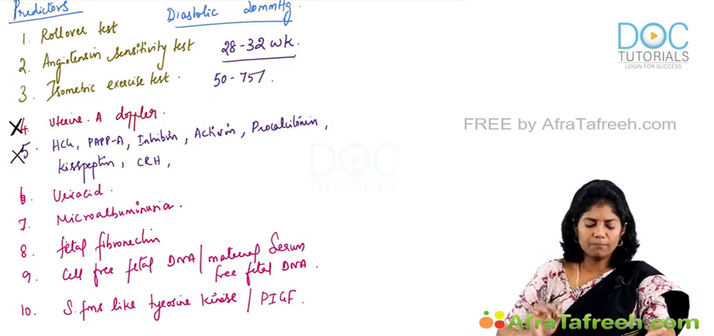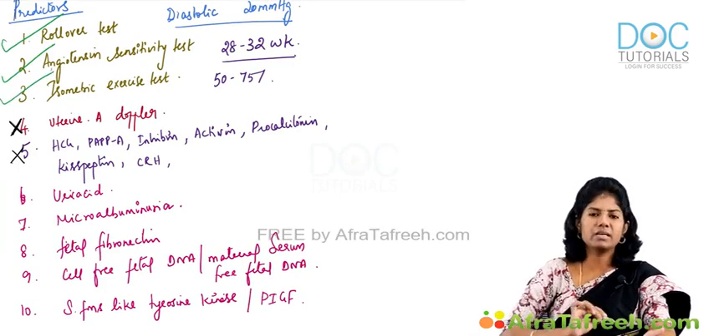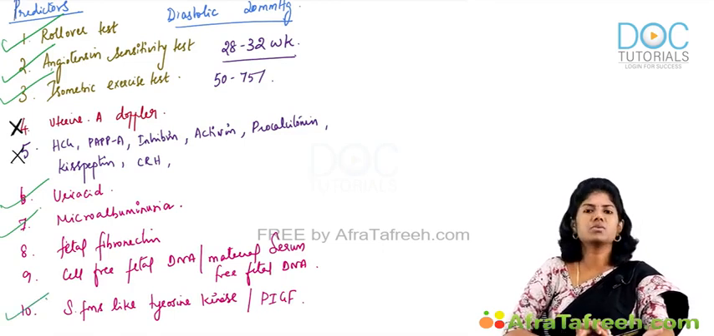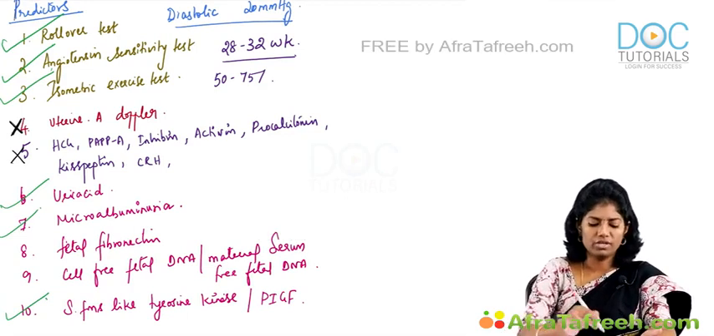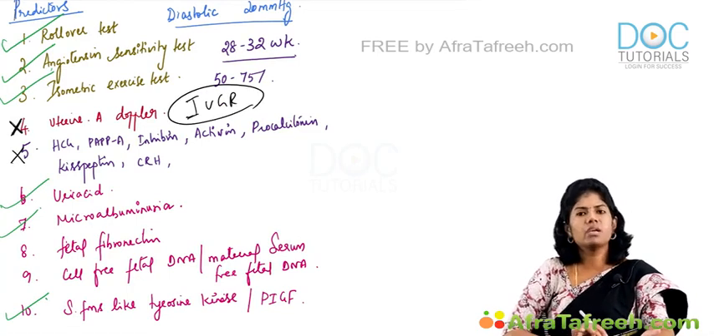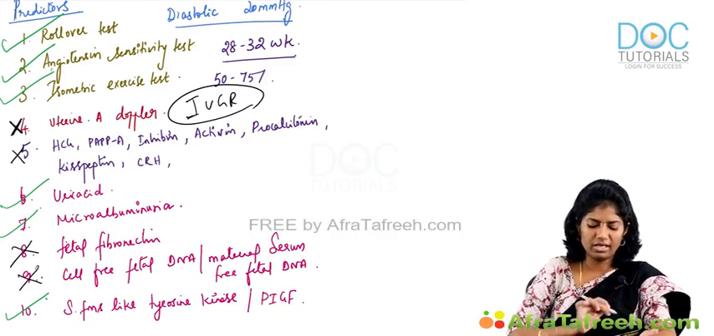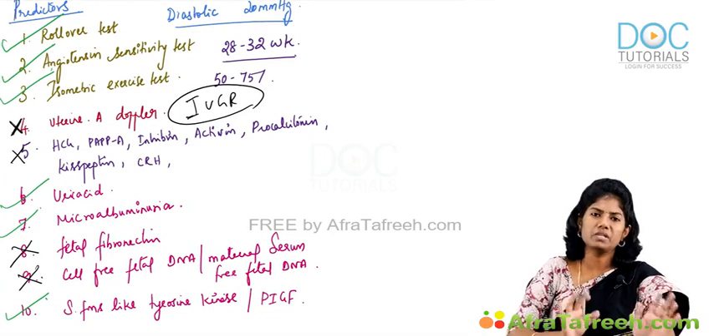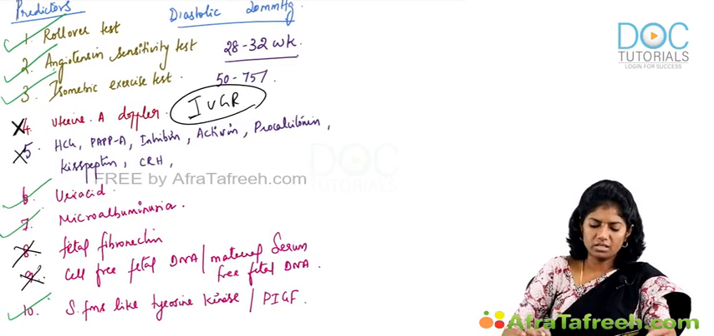Whatever I am marking in green are useful. So, rollover test, yes. Angiotensin sensitivity, yes. Isometric exercise, yes, useful. Uric acid, microalbuminuria, useful, and soluble FMS like tyrosine kinase is coming up as a promising marker now. Others are not useful. As I already told you, uterine artery Doppler is only for IUGR and not for preeclampsia. And other serum markers like HCG, PAPP-A are not useful. Fetal fibronectin, cell-free fetal DNA are found not useful for the prediction of preeclampsia. AIIMS aspirants, you have to know this because they will ask in AIIMS. So, these are the predictors of preeclampsia.